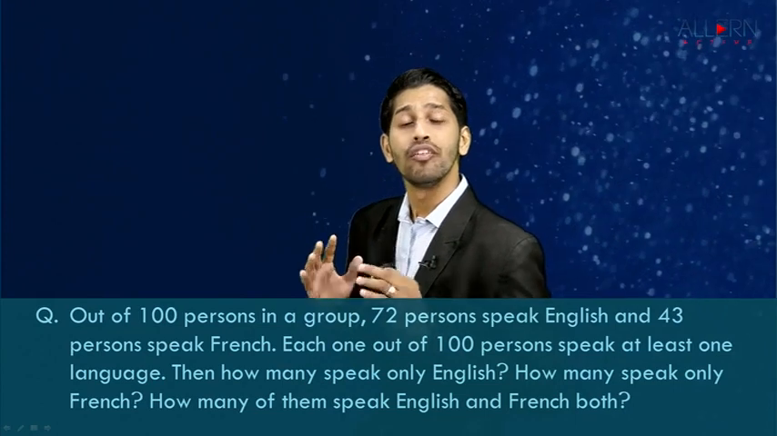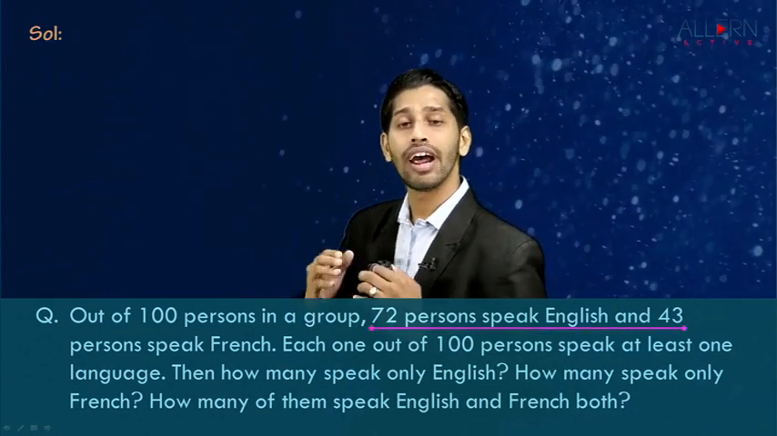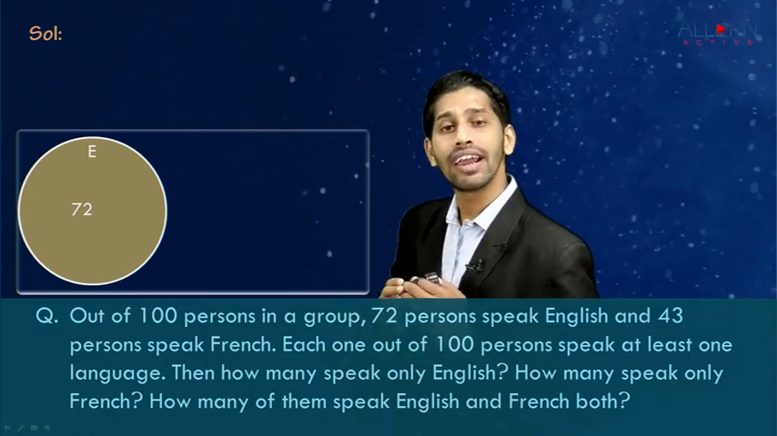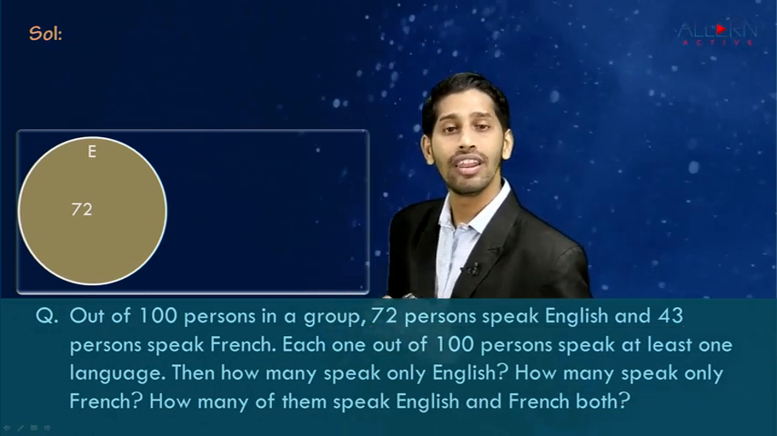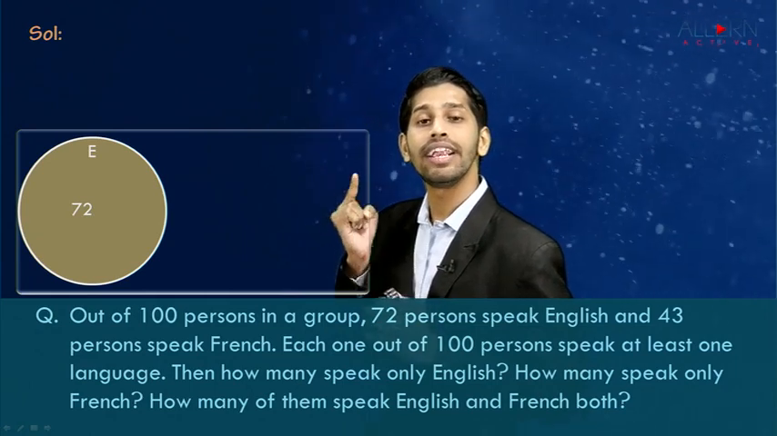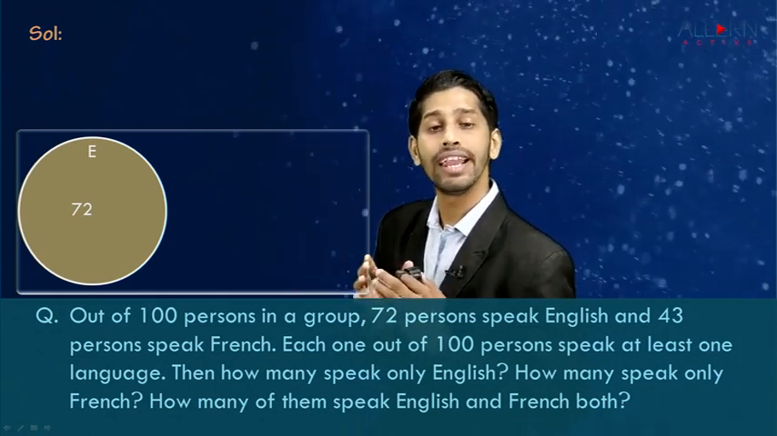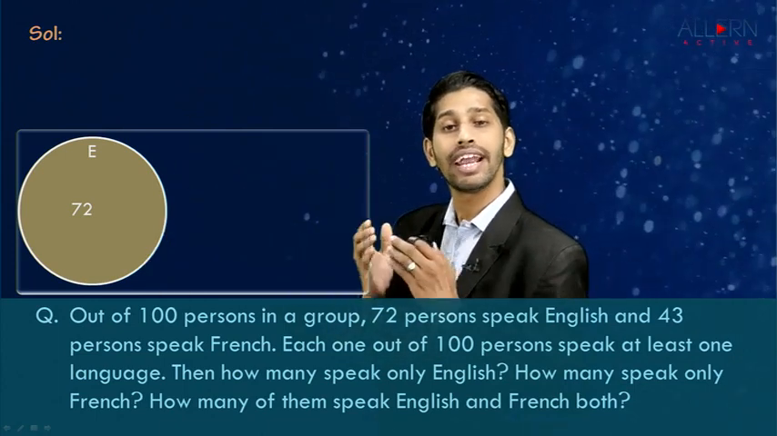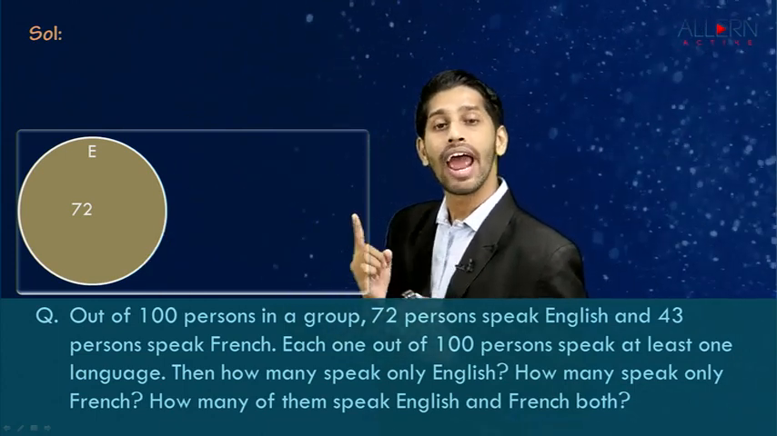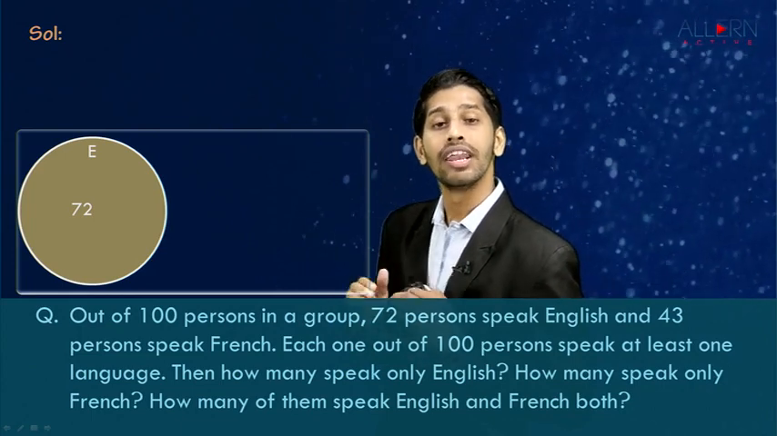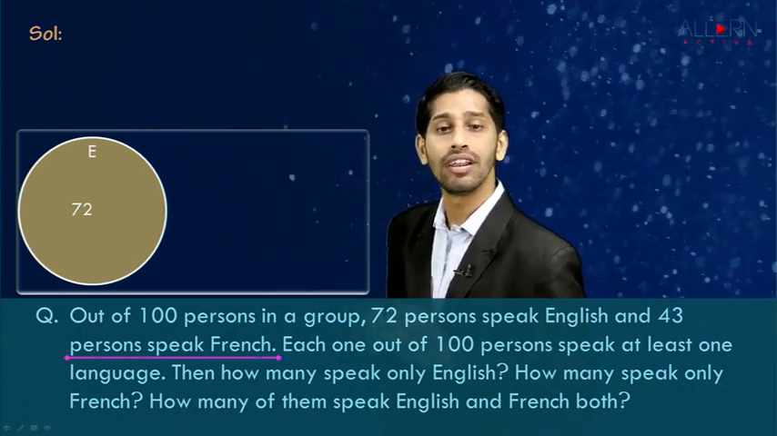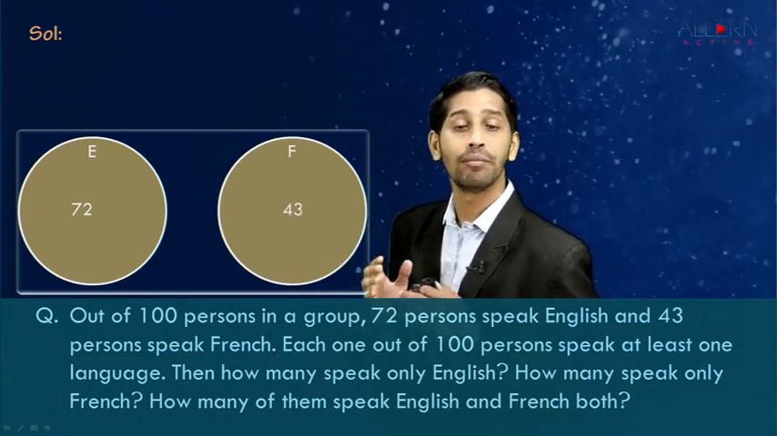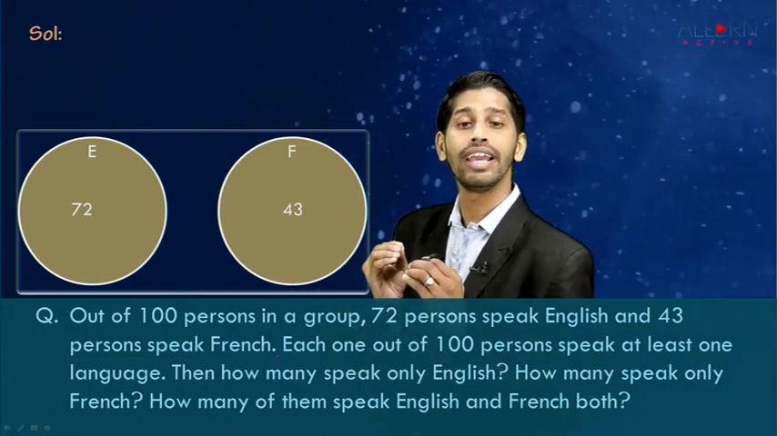That means, first of all, in order to start with Venn diagram, we'll draw a rectangle. In that rectangle, we are going to draw two circles. One circle representing number of persons speak English, we can denote it by E, and we can write number inside that circle as 72, and one more circle representing number of person who speak French denoted by F, and we can write number inside that circle as 43.